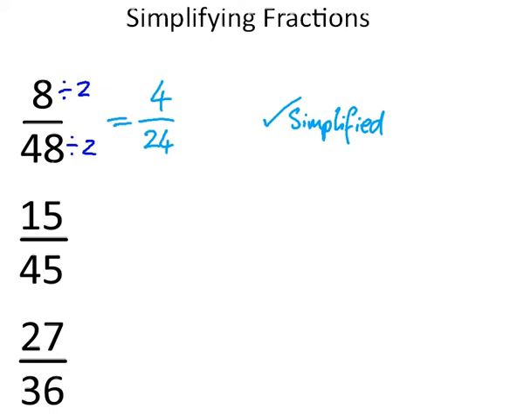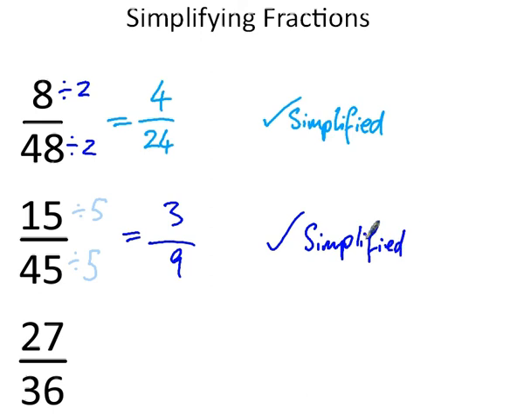Next one, 15 over 45. Both of these divide by 5. So when I divide them both by 5, I get 3 over 9. That's now been simplified. Hopefully it's a little bit easier to picture what 3 over 9 looks like than it is to think about what 15 over 45 looks like.